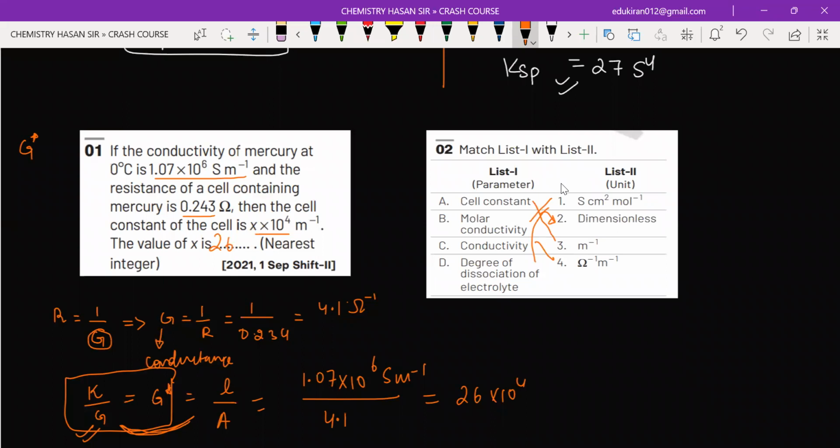Just wait a minute, I'm going to give you another question which is very easy, and it is based upon one of the most important topics from this chapter, and that is Faraday's law.